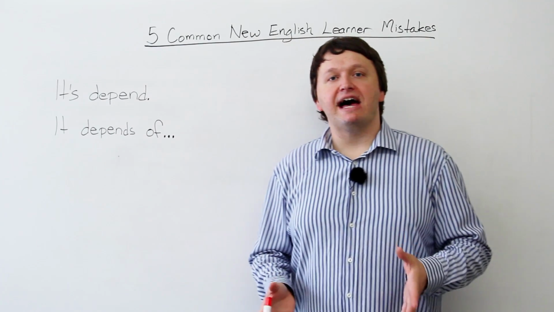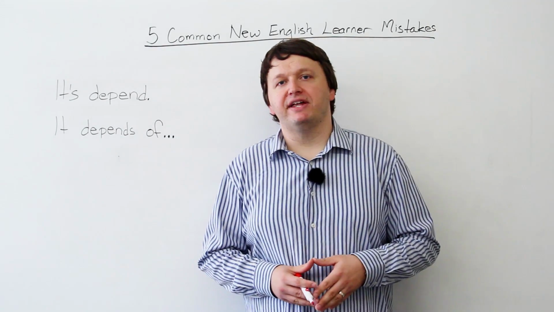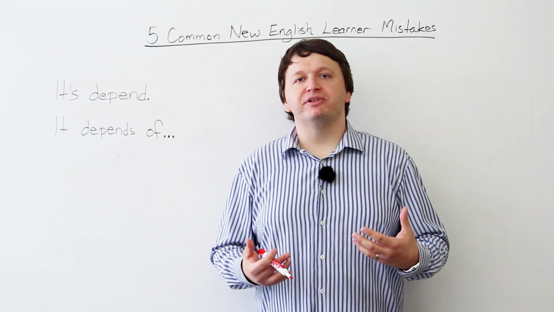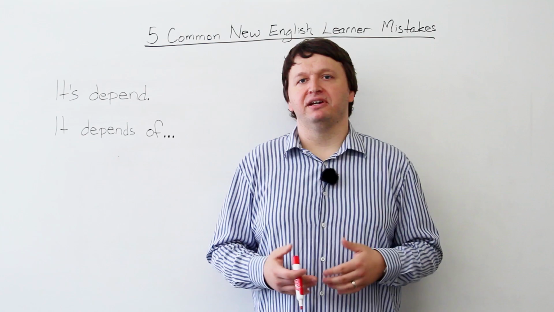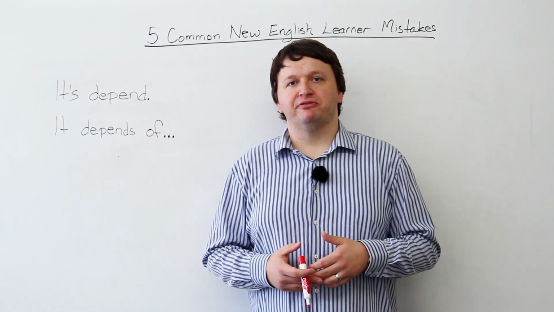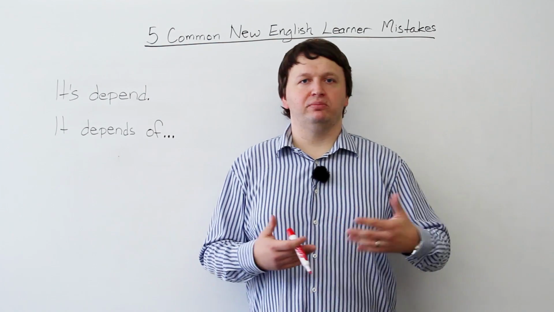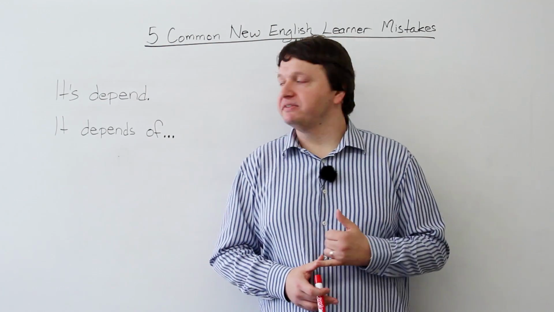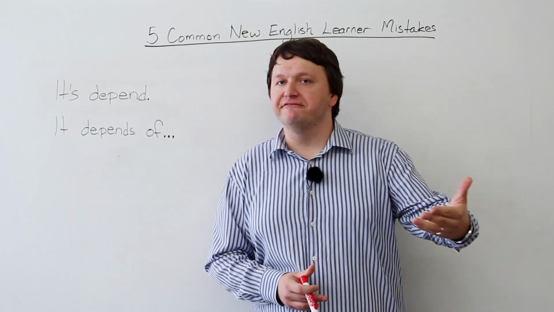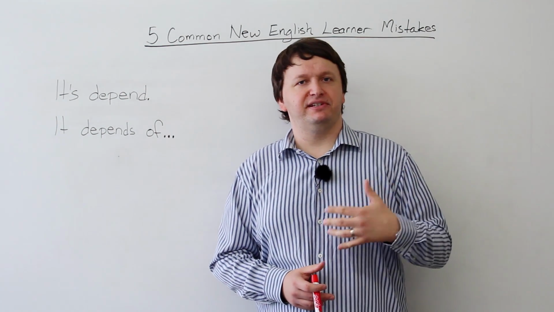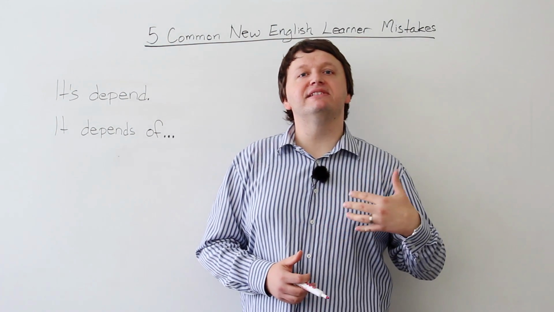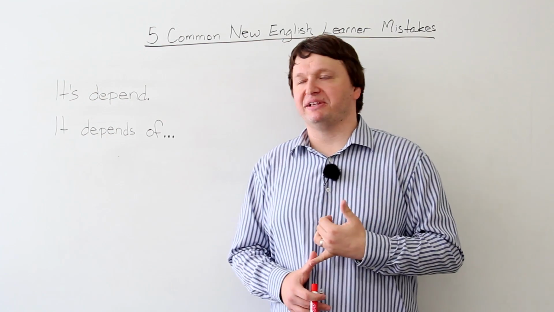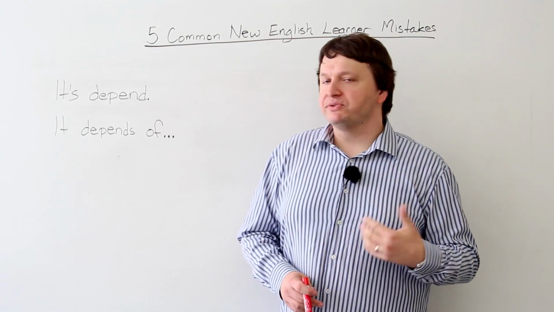Okay, so this is actually a double mistake that I commonly hear when you're discussing a subject and you want someone to give you an opinion on something. So for example, do you prefer Coke or Pepsi, or do you prefer this or that? And some people will say, well, it's depend, or it depends of. So it depends of the season, it depends of the person, it depends of the society or the country or something like this. So what is wrong with this?